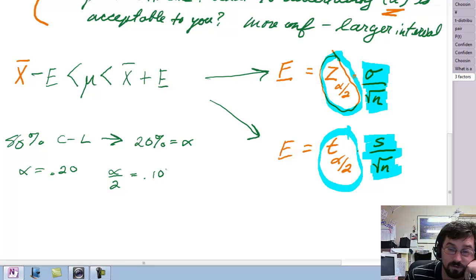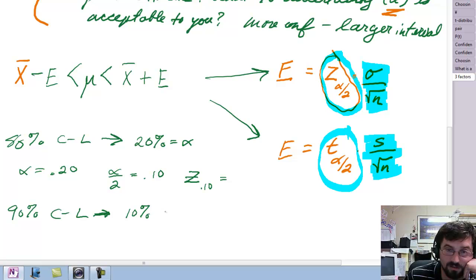And if I write that as a decimal, 0.20 is equal to alpha, then alpha over 2 is 0.10. And then I could use the ALEKS calculator or a table in the book to figure out what is z of 0.10, and it would tell me whatever. If I did it with a 90% confidence level, then I'm comfortable with being 10% uncertain, and that's alpha. So alpha over 2 would be 0.05. And if you do z of 0.05, I think you get 1.645.